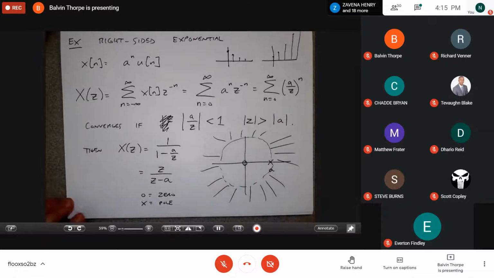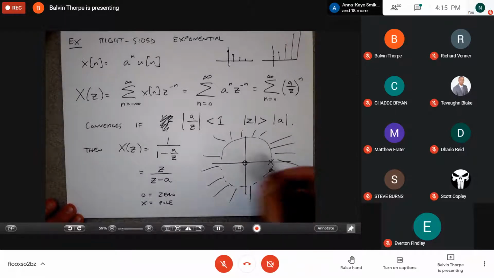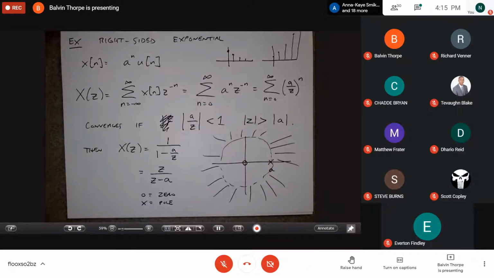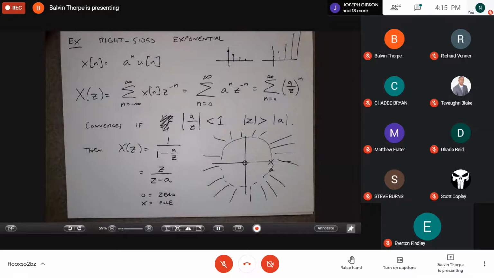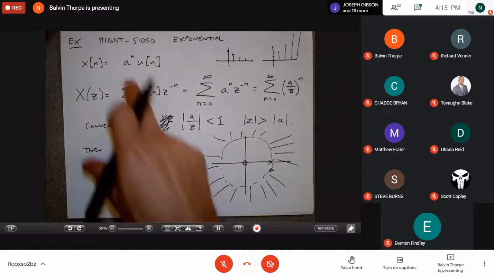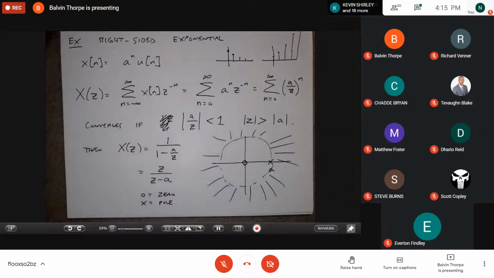So I can see here that if the magnitude of a is strictly less than 1, then the ROC includes the unit circle because that region is going out beyond the unit circle and the Fourier transform exists. Otherwise, the Fourier transform doesn't converge, right? And so we already kind of saw that when you were doing the DTFT, that I could only look at the DTFT of signals where this number was like a quarter or a third or a half, right? I couldn't do this with a being 2, otherwise the Fourier transform wouldn't exist, right? Okay.